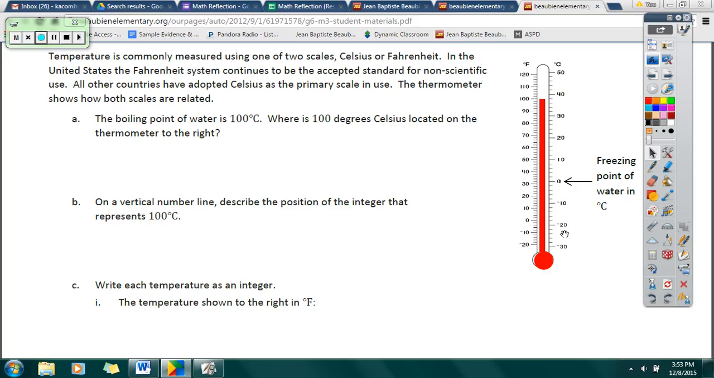If I were to ask you to graph negative 20 degrees Celsius, I would hope you would mark here. But if I asked you to mark negative 20 degrees Fahrenheit, I would hope you mark down there. So that is really the key here. Hopefully this clears up some misunderstandings you may have had about the thermometer or using keywords.